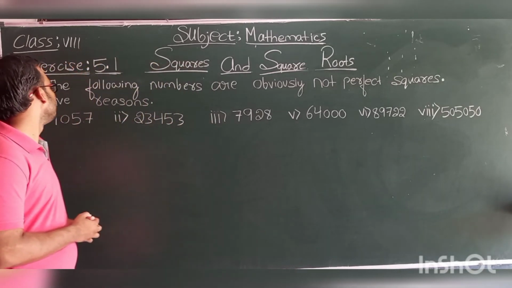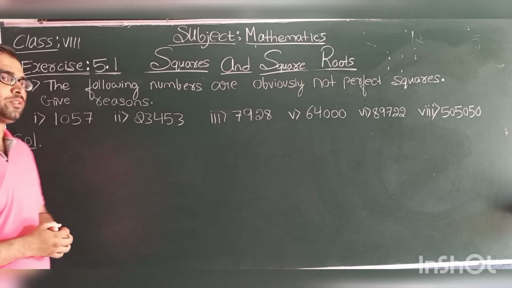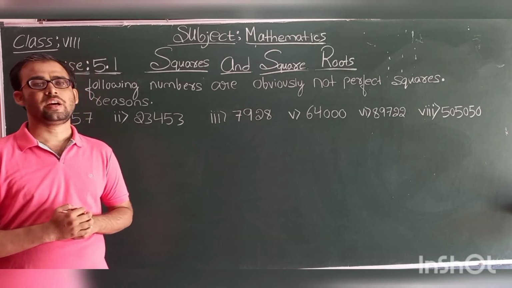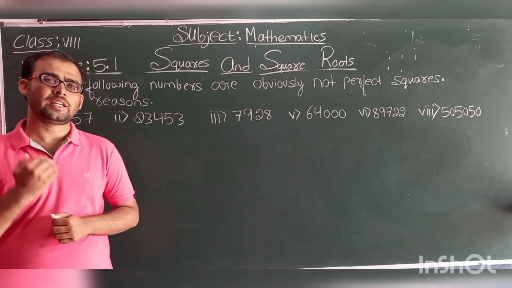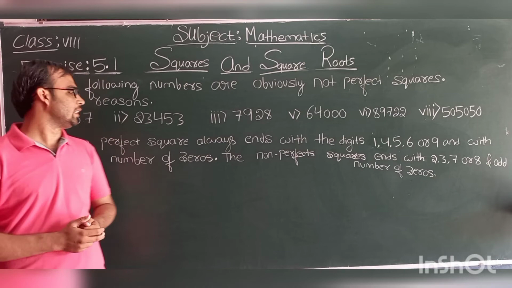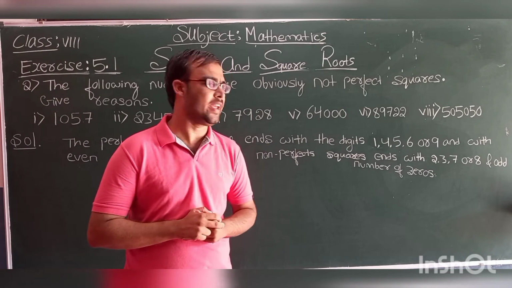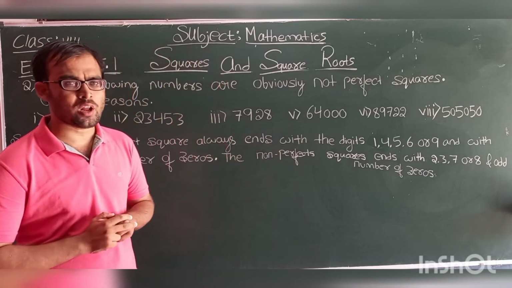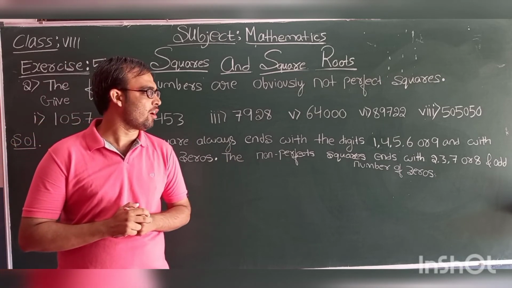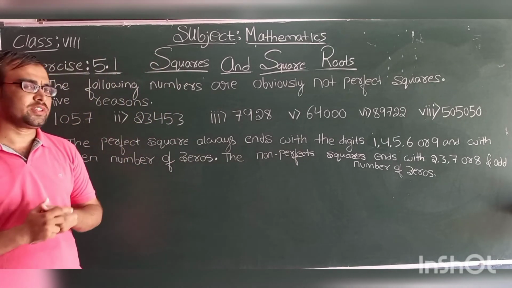Okay, so what have they given? The following numbers are obviously not perfect squares. Give reason. Students, here they have given some numbers and they are telling that these numbers are not perfect squares. And what we need to do is give the reasons why these numbers are not perfect squares. Students, we know that a perfect square always ends with the digits like 1, 4, 5, 6 or 9 and an even number of zeros. And a non-perfect square ends with 2, 3, 7 or 8 and an odd number of zeros. So you should know this while solving this kind of questions.